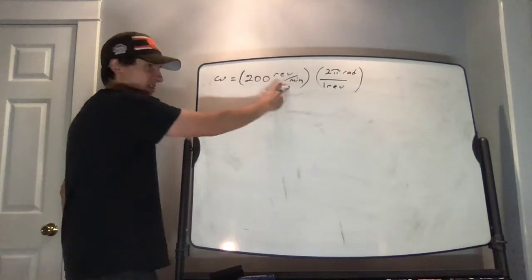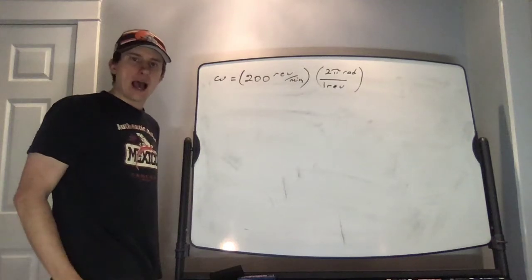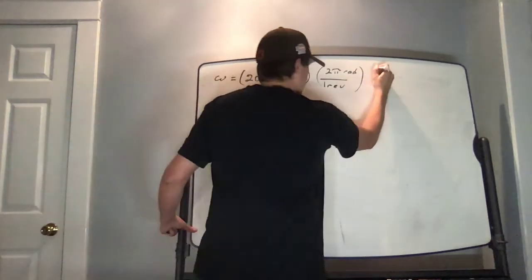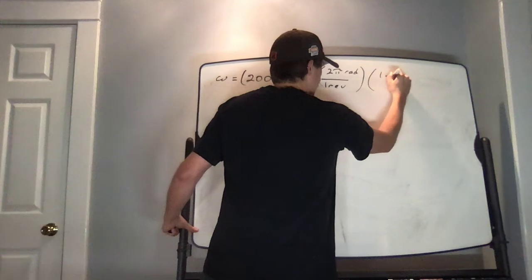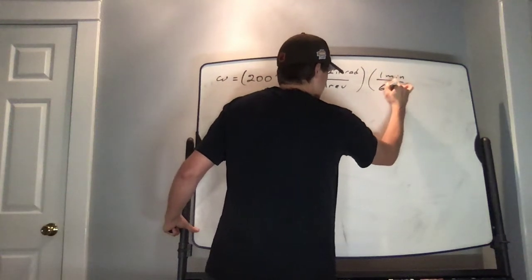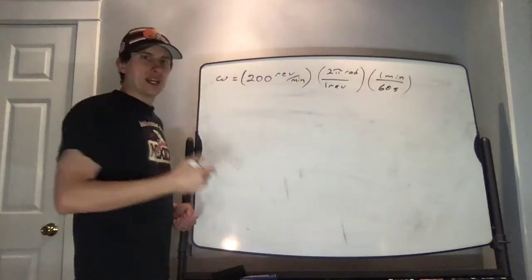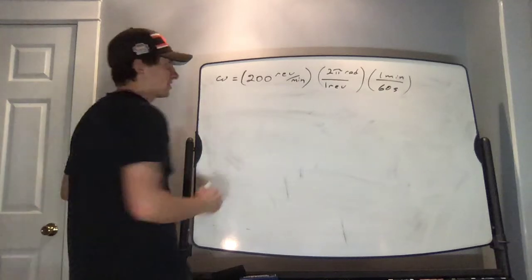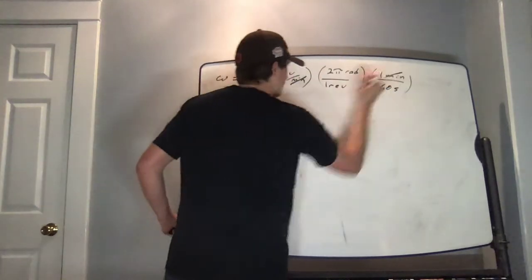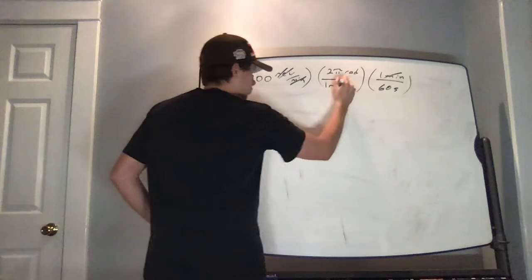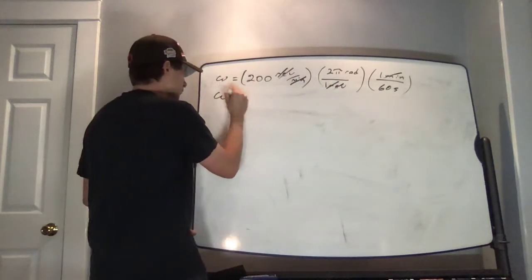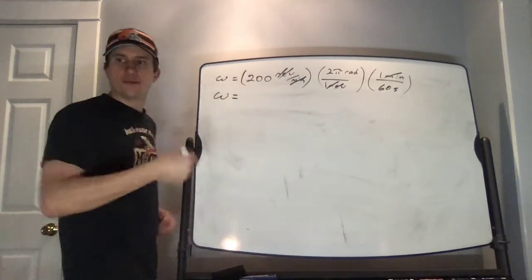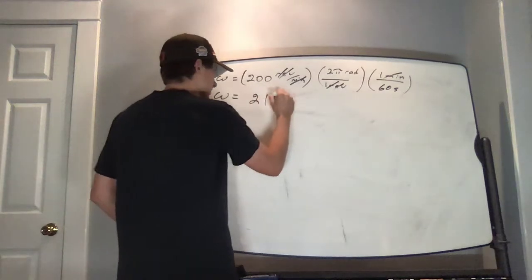Because minutes is downstairs in this unit, I will put minutes upstairs when I do my conversion. So I have 1 minute over 60 seconds. And when I cancel out the units, minutes cancel with minutes, revolutions cancel with revolutions, I'm left with an angular velocity of 21 radians per second.